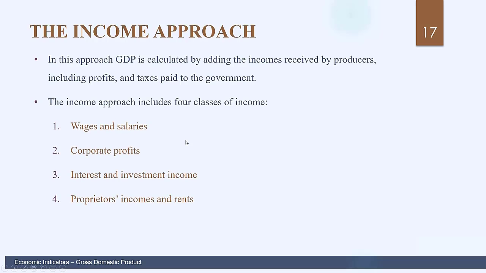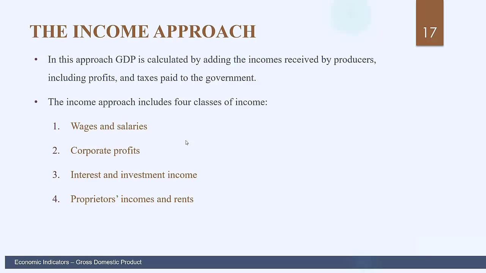Specifically, the income approach will include 4 classes of income. We're going to have the gross wages and salaries of employees. And so we're thinking of the gross here. So that's going to include any money that the government's going to get, because we're not deducting taxes. Similarly, for corporations, we're going to add that, and that's going to also be gross, before any income taxes are taken off.